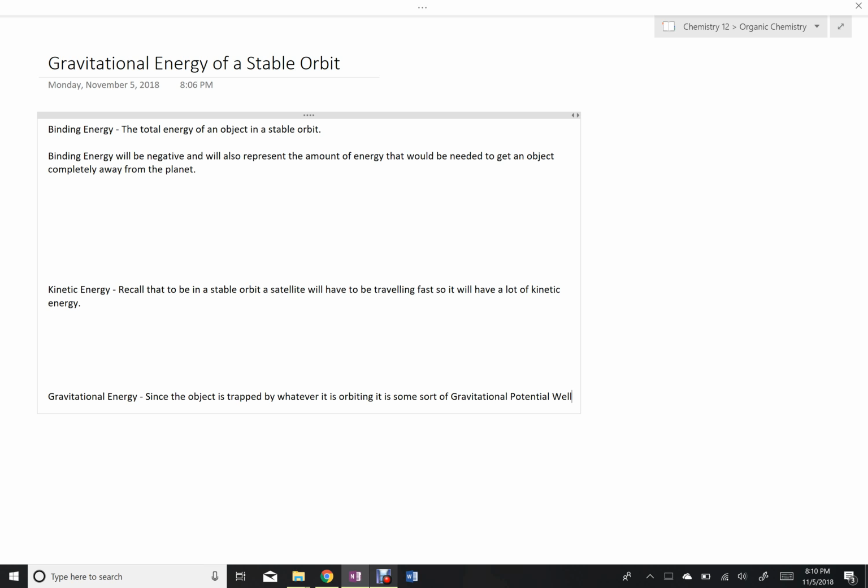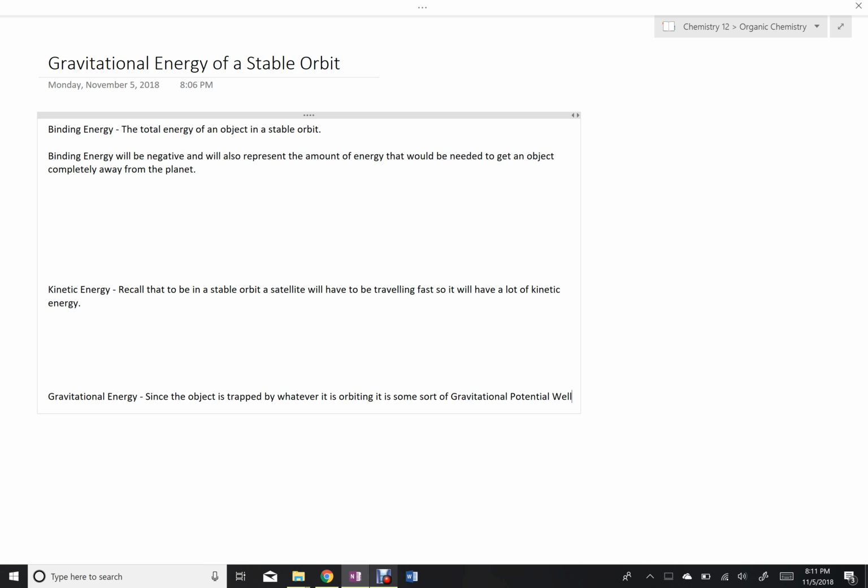Remember that to have a stable orbit, this satellite, whatever kind of satellite it is, is going to be moving very quickly. So we're going to have to have a lot of kinetic energy associated with that fast motion so that it can stay falling toward the Earth at the right rate. And then finally, it's still trapped by some large object like a planet or whatever it's orbiting, and so it's still going to have gravitational energy associated with being trapped in that object's gravitational potential well.